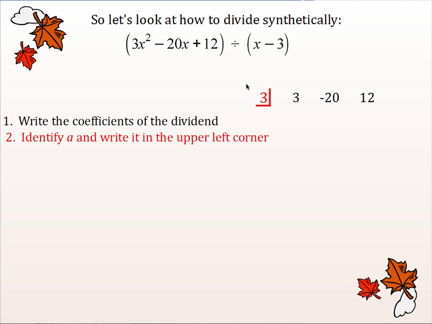Next, I'm going to write a in the upper left corner, and I'm going to put these little lines around it to kind of separate it from the rest of my problem. Since I have x minus 3 as my divisor, I'm going to use positive 3 as a and write it out front.